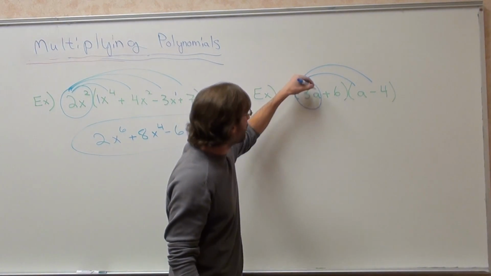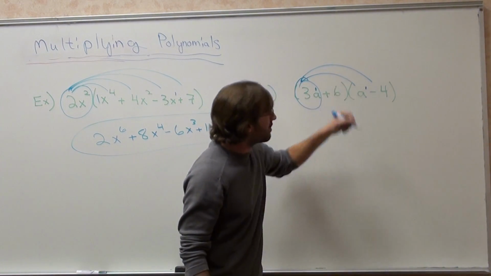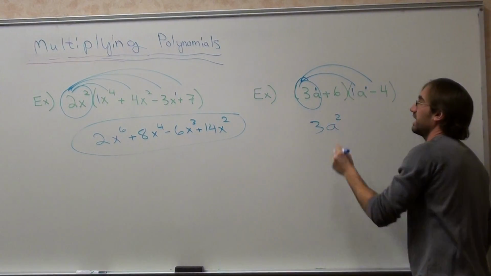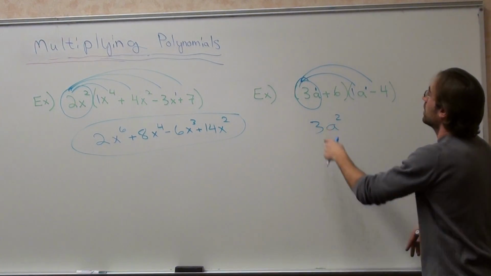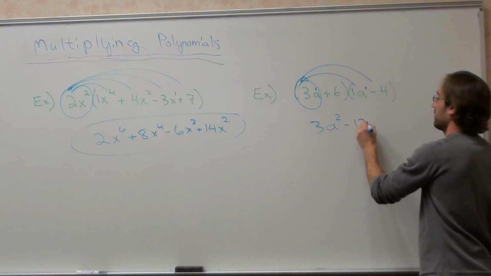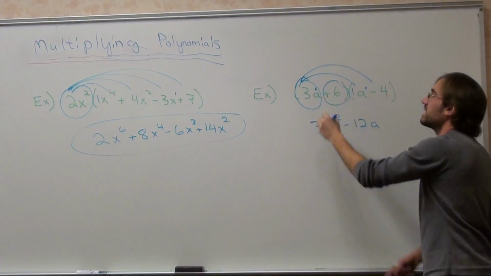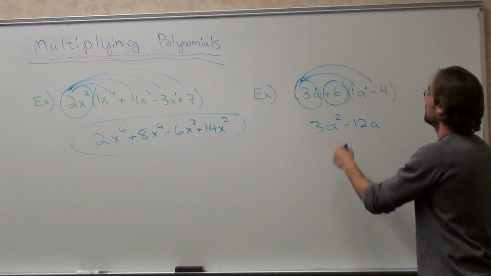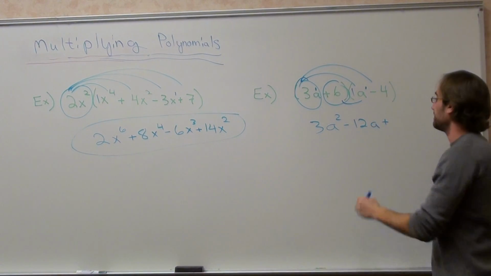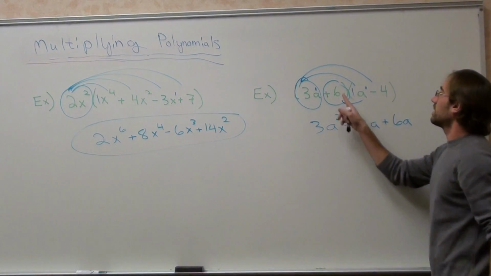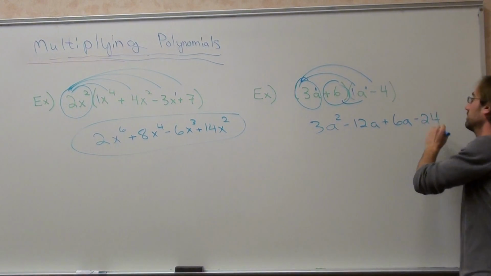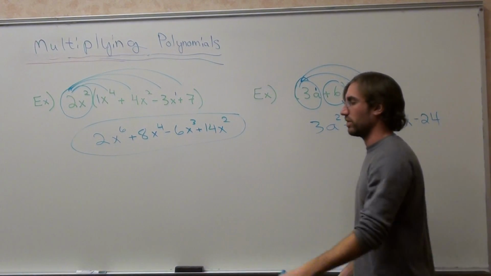So I got 3a to the first times a to the first, which is 3a to the second. I add the exponents and multiply the numbers. 3a times negative 4 is negative 12a. Now it's the 6's turn. 6 times 1a, which is 6a, positive. 6 times negative 4, negative 24. I'm not done.